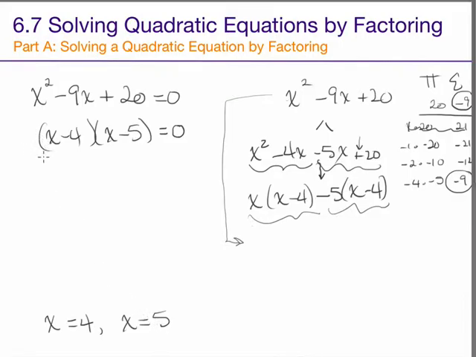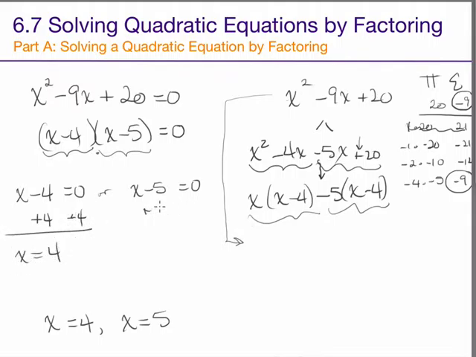Let's go back in case you're not quite ready for that. A times B equals 0 means either A equals 0 or B equals 0. Solving this gives me x equals 4, and solving this one gives me x equals 5. And that's what I got here.